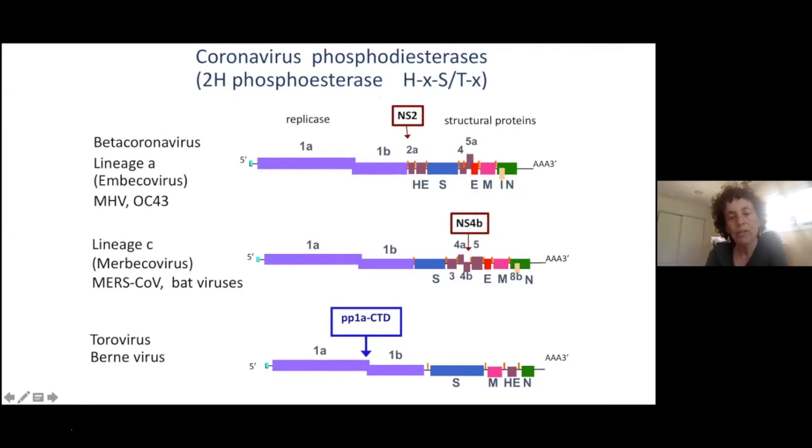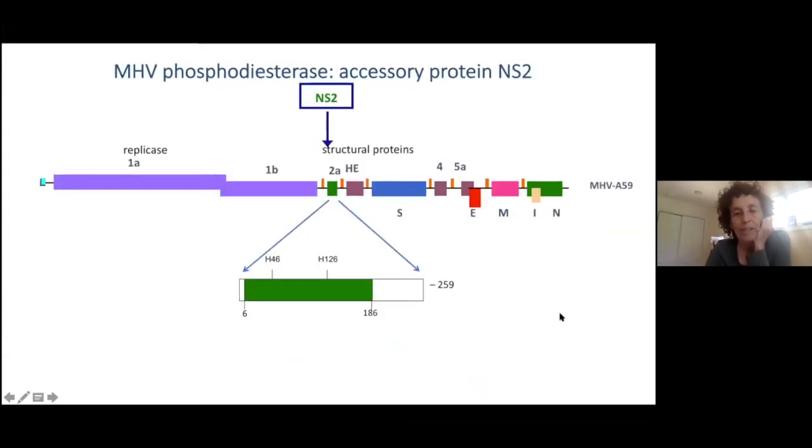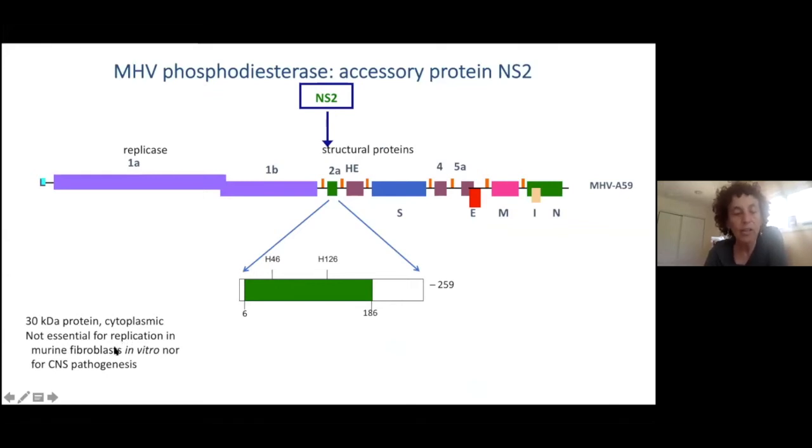Toroviruses that are related to coronaviruses also encode a homologous protein at the end of ORF1a. It's called the PP1a C-terminal domain. So these are homologous proteins encoded in different parts of the genomes of these three groups of related viruses. NS2 of MHV is a small, 30 kilodalton protein expressed in the cytoplasm. It's not essential for replication in vitro, nor is it for central nervous system pathogenesis, which I'll talk about a little bit later.